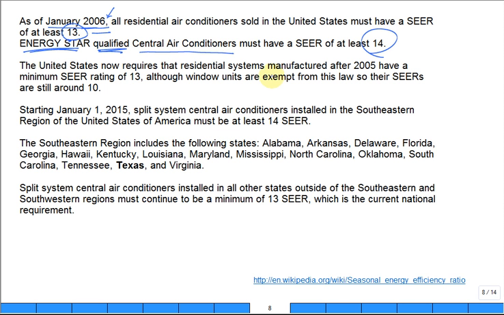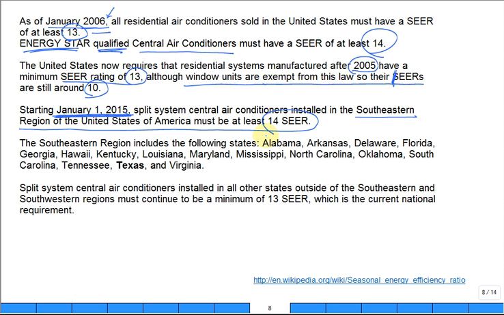Now that requires that residential units manufactured after 2005 have a minimum SEER of 13, although the window units, the room air conditioners, are exempt from this law, so their SEERs or energy efficiency ratios that are typically reported are around 10 or a little bit less. Starting when? When is this date? January 1st, 2015. A couple weeks away, right? Laws change. The split system central air conditioners installed in the southeastern region of the United States of America must have a SEER of 14.